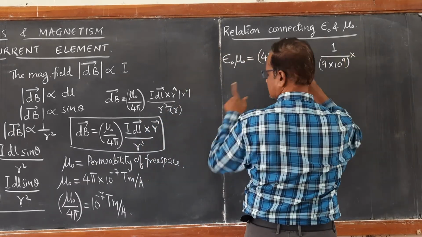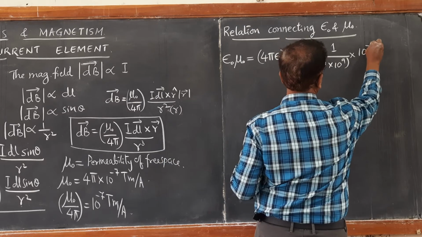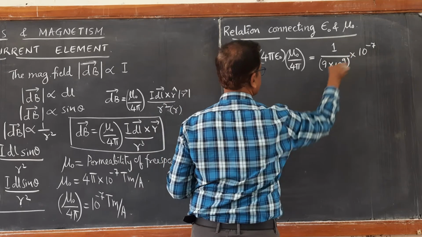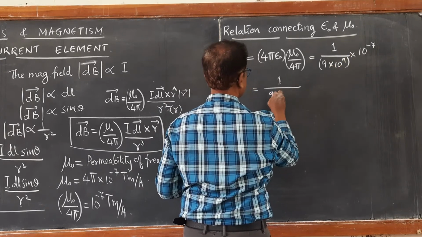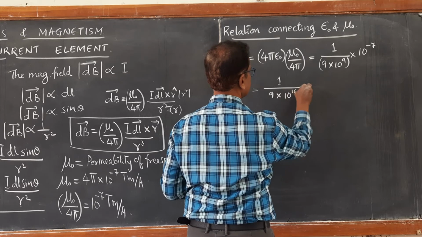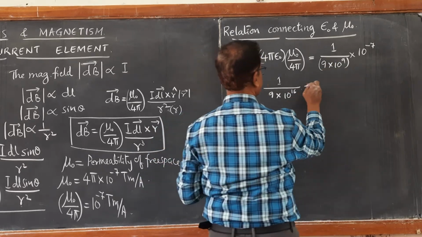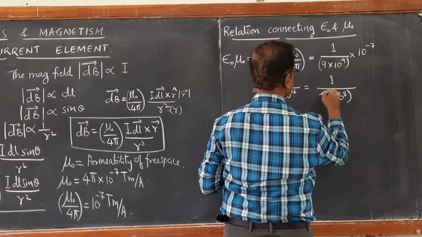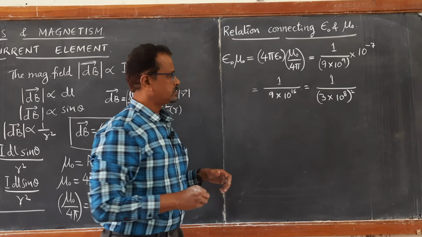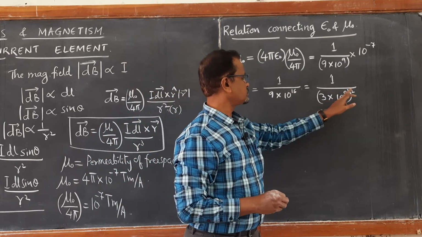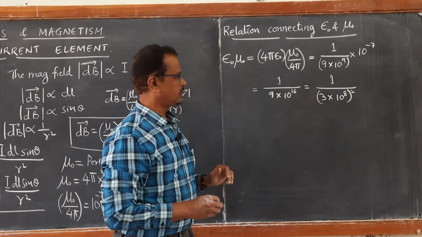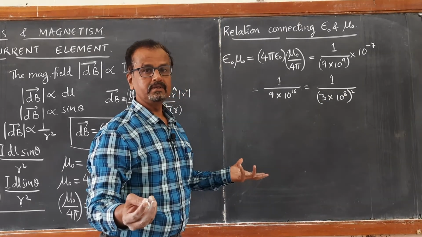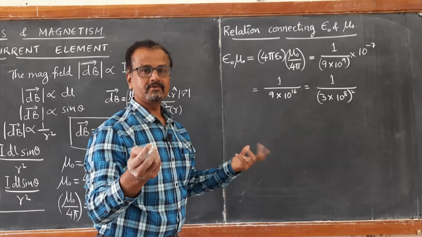And just now we got the value of mu naught upon 4 pi as 10 raised to minus 7. Very interestingly, if you take this 10 raised to minus 7 in the denominator, it becomes 9 into 10 raised to 16, which can be written as 1 by (3 into 10 raised to 8) whole squared. So 3 threes are 9, and 10 raised to 8 into 2 becomes 10 raised to 16. And we know what 3 into 10 raised to 8 is. It is nothing but the speed of an electromagnetic wave, or speed of light.